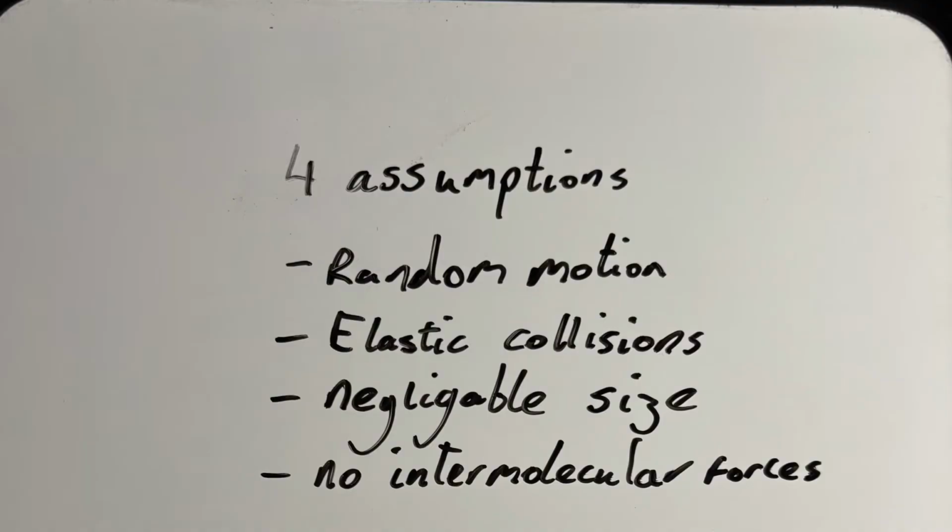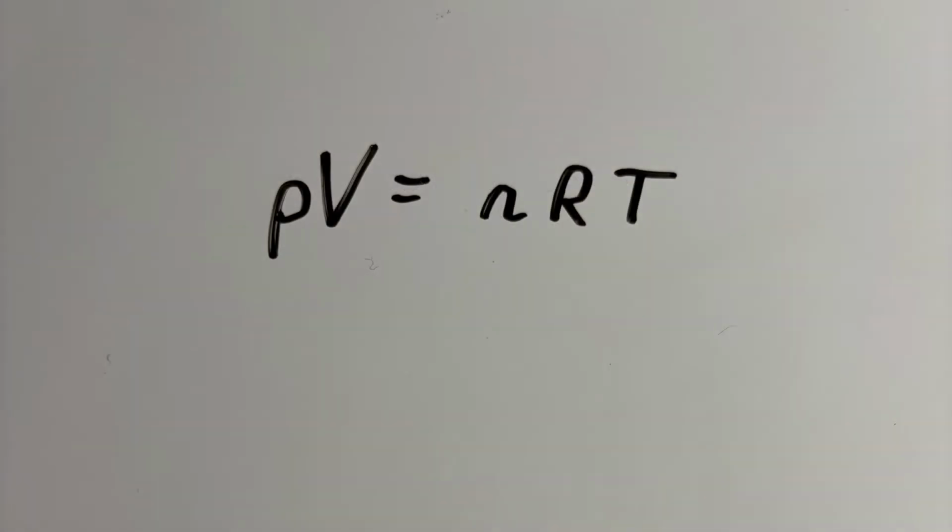And you'll also need to know these if you do physics, and that is that the particles move randomly, all collisions are elastic, particles are of a negligible size, and there are no intermolecular or electrostatic forces. And these assumptions allow you to use the equation PV equals nRT. Now, this isn't given to you in the equation sheet, but it's one of those things that through practice you'll just come to know like that.